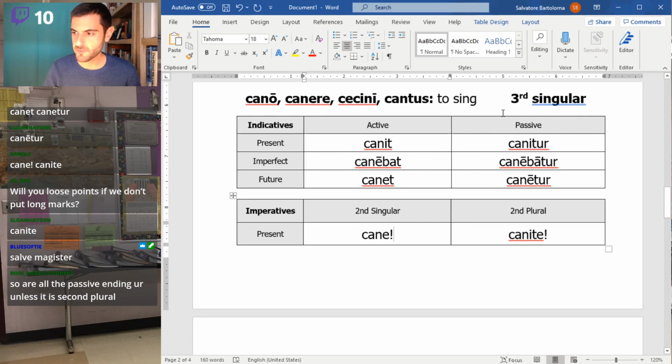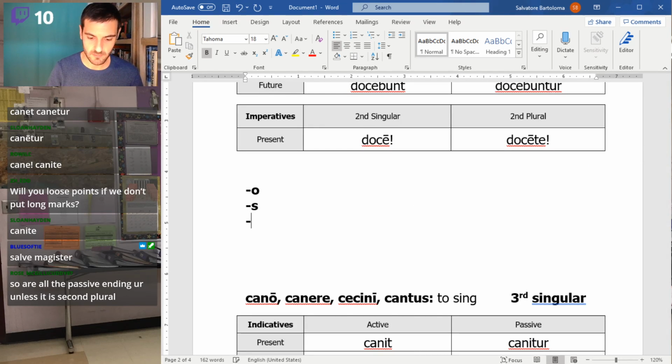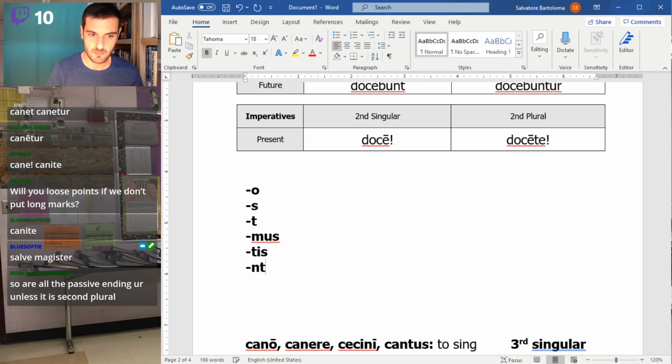So are all the passive endings "ur"? No, not enough of them, right? So I wouldn't even think that in my brain. I would just think, right, you have O, S, T, mus, tis, nt. O or M, I should say.